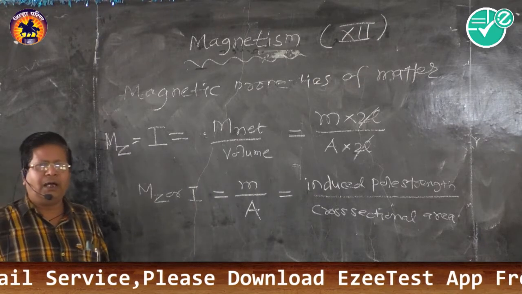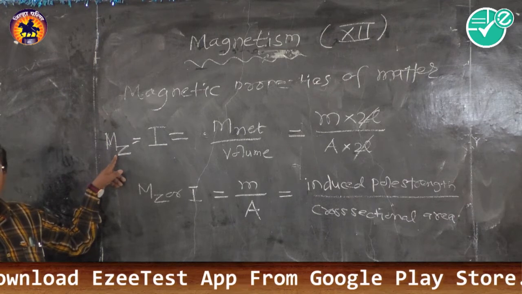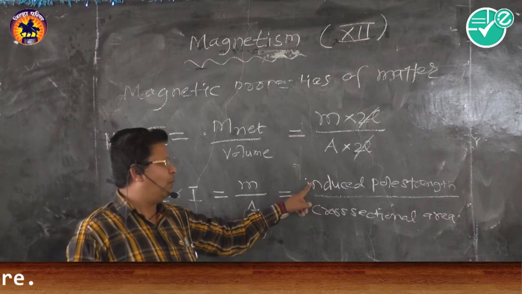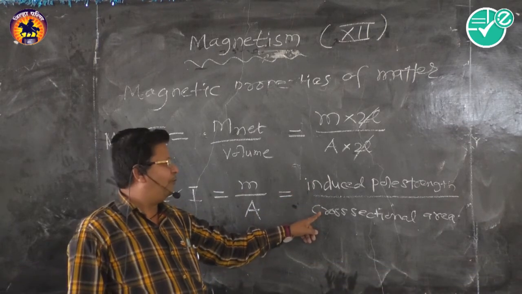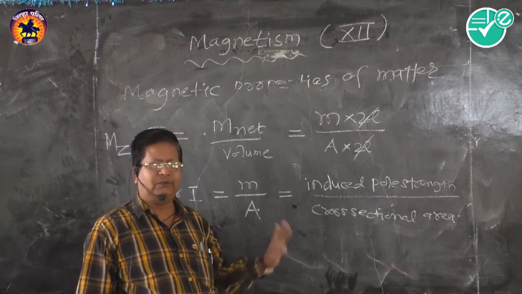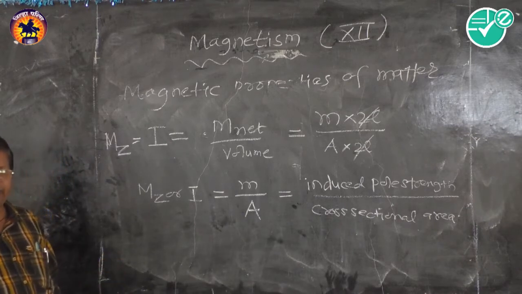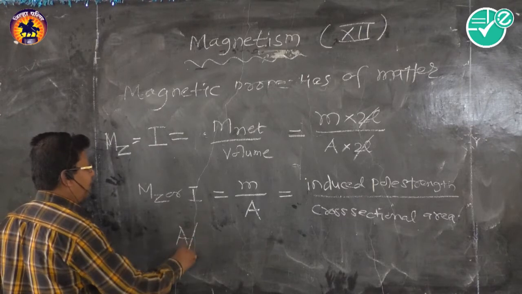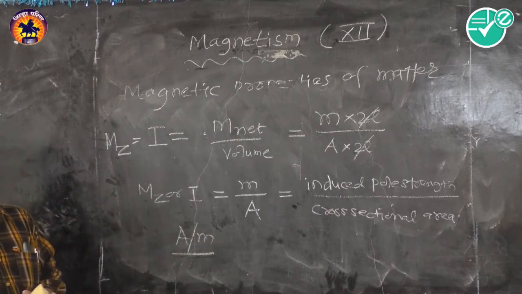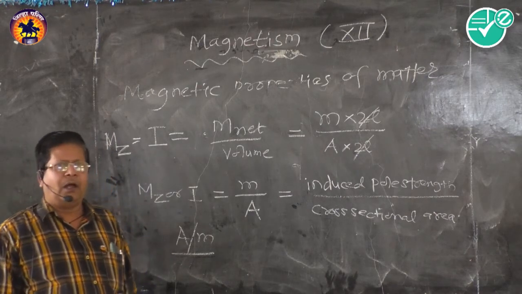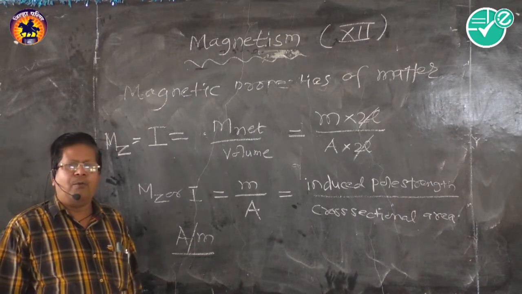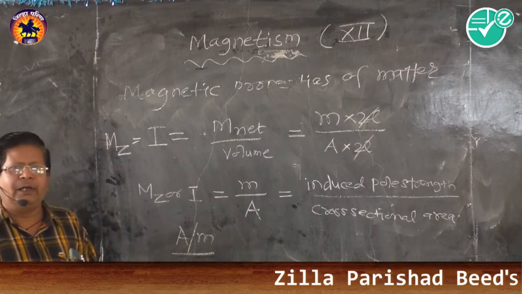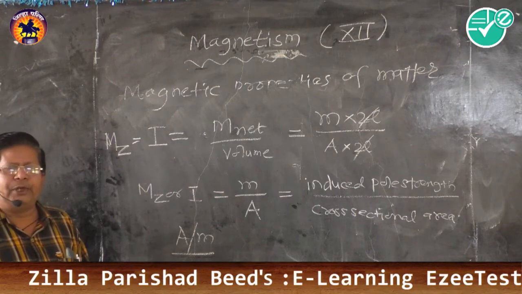So another formula for intensity of magnetization or magnetization of material is the induced pole strength per unit area. If we substitute the SI units, we observe that the SI unit of I is the same as that of MZ, which is ampere per meter. Hence magnetization of material and intensity of magnetization are the same terms, but their definitions are different, and both have the same SI unit, ampere per meter.